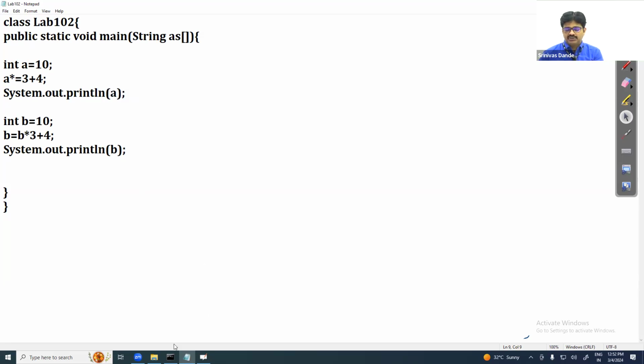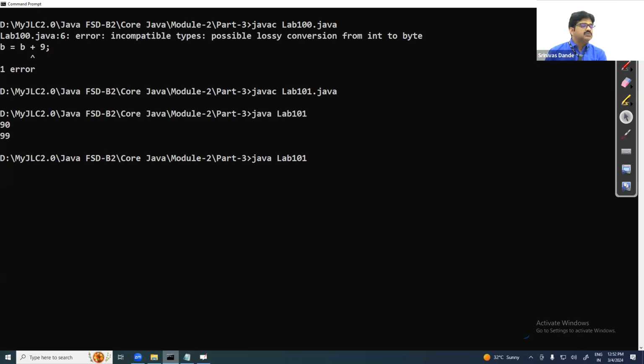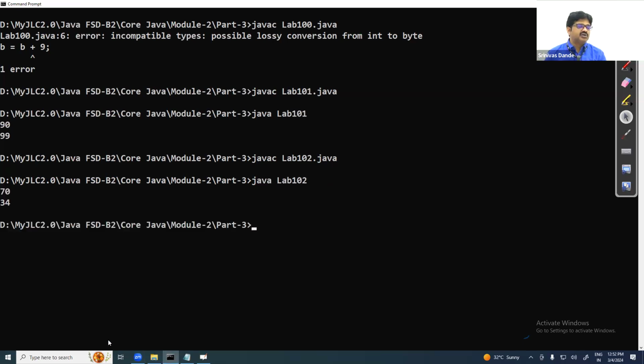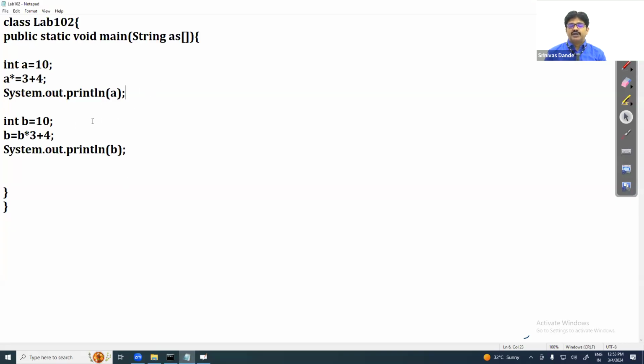First see your output. Some are saying 70, 34, some are 34, 34. Some are right, some are wrong. Joshit and Hari, two guys told 70, 34. So what is happening? Come to operator precedence. Now, what is the output we got? 70 and 34, right? Okay, keep that.